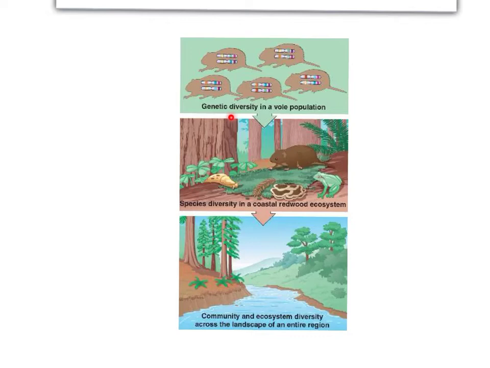And then lastly we've got habitat biodiversity. That's just called ecosystem diversity here, but from our nomenclature we call it habitat biodiversity, which is all the different habitats that might exist within a particular region.